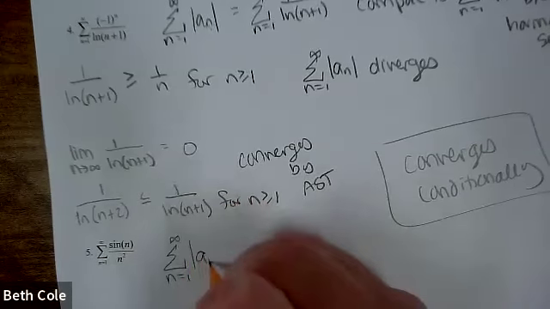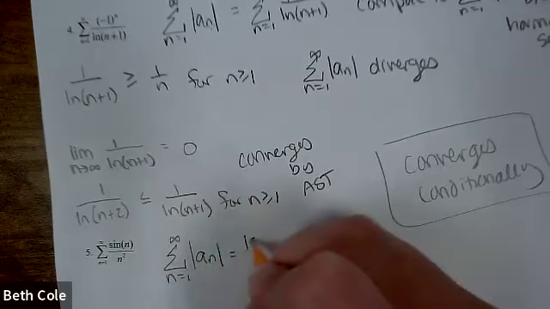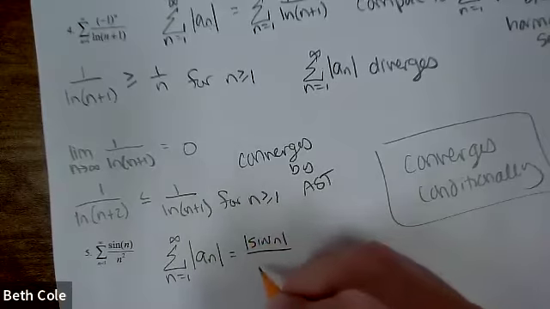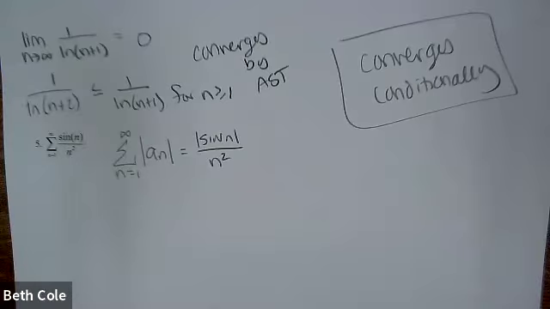Hold on. If we do the absolute value, that's going to be this. What does the sine graph look like? It's a wave that stays in between -1 and +1. So I just left the absolute value in there. We're going to do another comparison test. We're going to do a direct comparison.